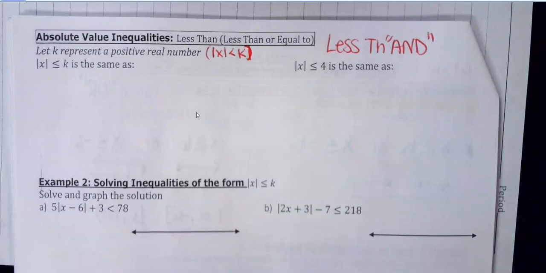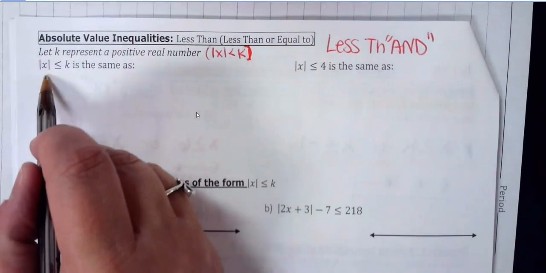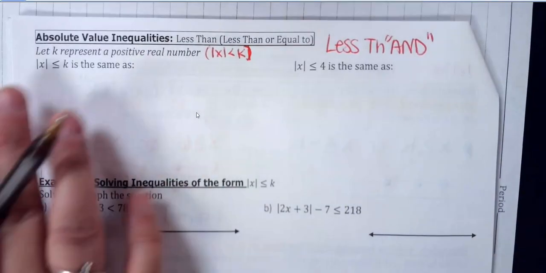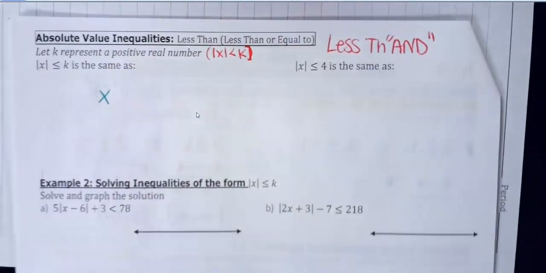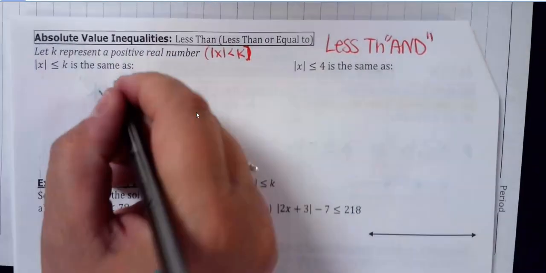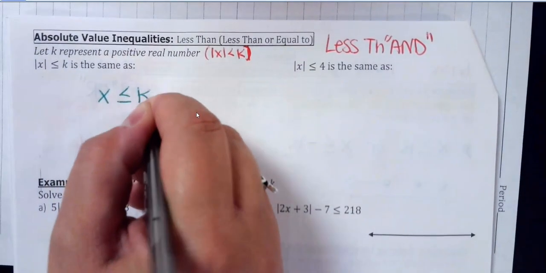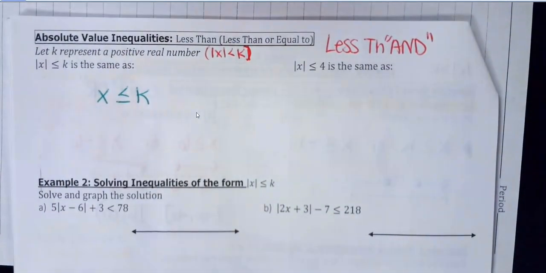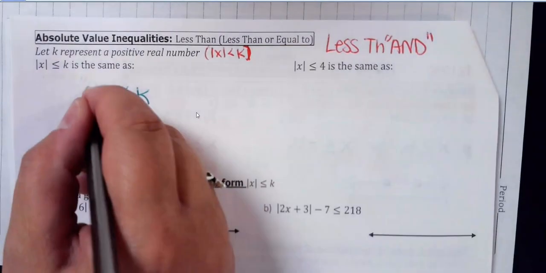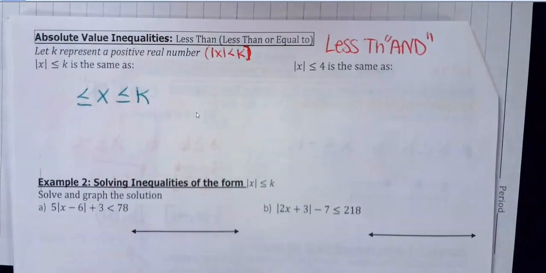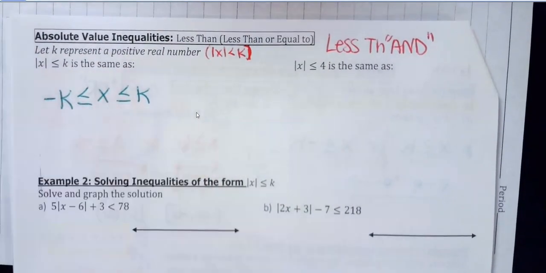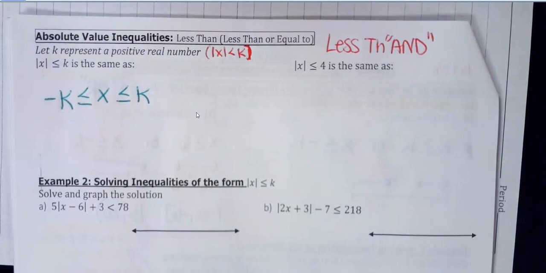Okay, so here's how I usually do it. Whatever's in your absolute value, in this case it's just x, I'm going to put that in the middle. All right, and I'm going to have that is less than or equal to whatever that positive number is for k. Remember, it has to be a positive number. And it's going to be greater than or equal to the opposite of that number. So it's got to be between whatever that positive number is and its opposite.